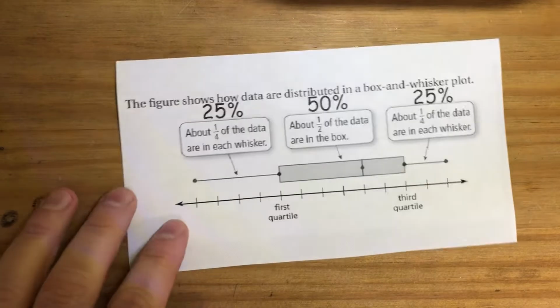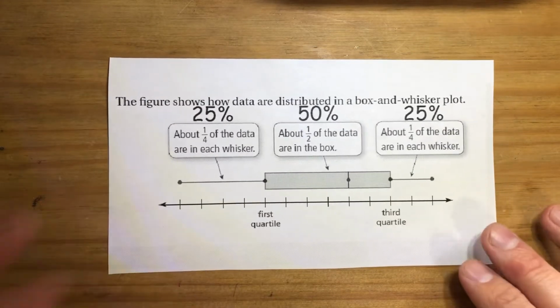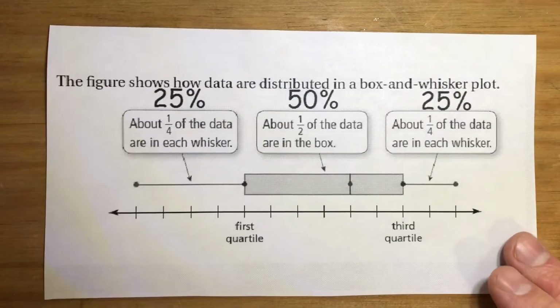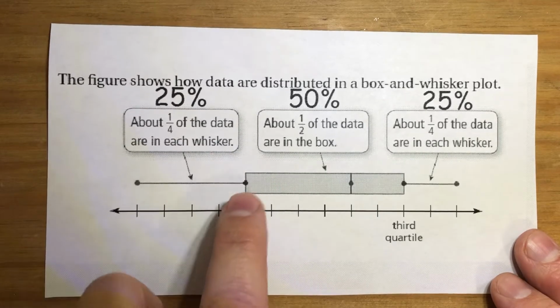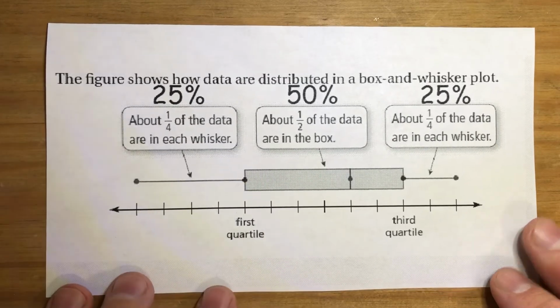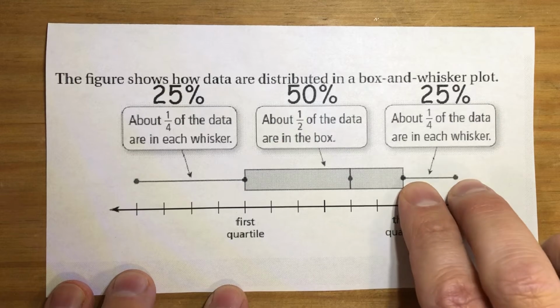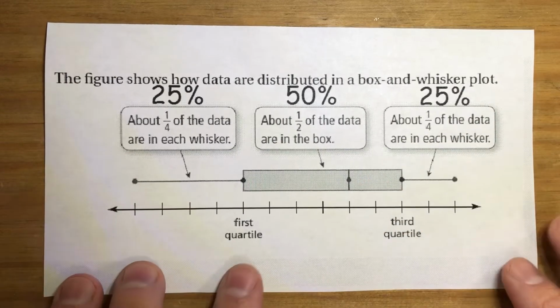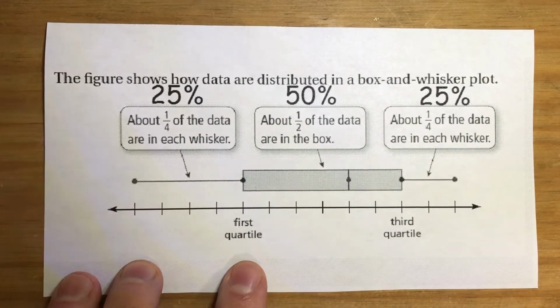In fact, here's a better image to show you. About 25% of your data is to the left of the lower quartile, or the whisker. And 25% is your other whisker over here, or about 1/4 of your data. But half of your data is in the box.